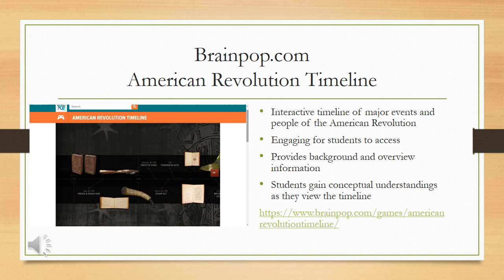The Brain Pop American Revolution timeline is something I think your students are going to find very engaging. It lists out in timeline fashion many of the different events and people of the American Revolution. Students can click on each of the pictures presented to gain more information about that picture. It provides background and an overview of the American Revolution, and students can gain a conceptual understanding of the American Revolution as they view it in timeline form.